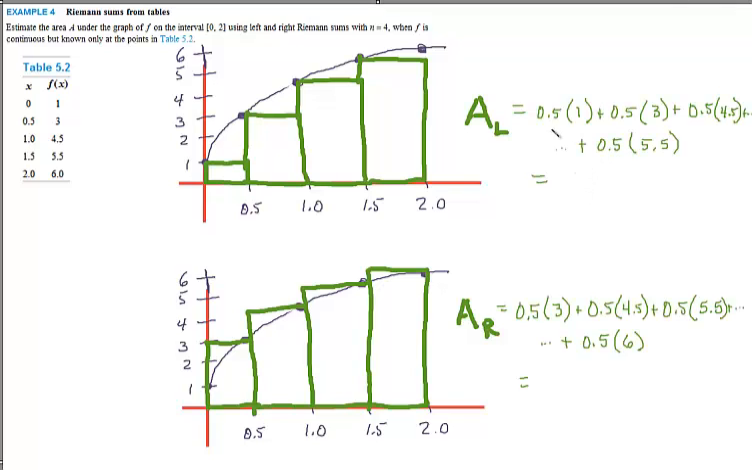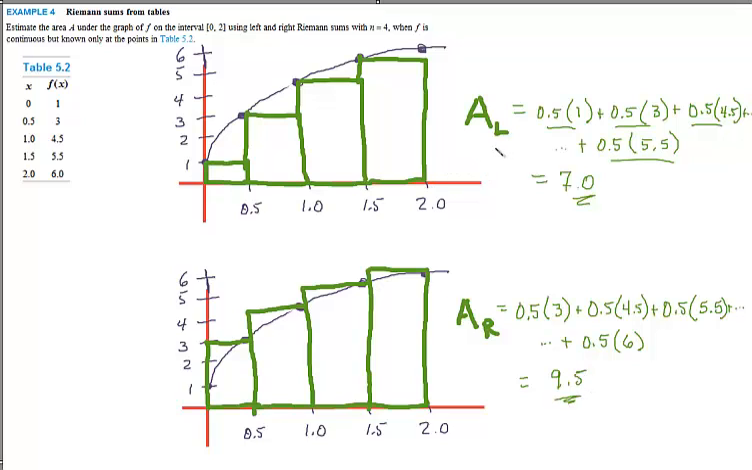Alright, for the left, when you add all of that up, this is 1, 2, 3, 4 partitions, each one of width 0.5 times the height at the left endpoint. This would give you 7.0. The next one, using the right endpoint, would give me 9.5.